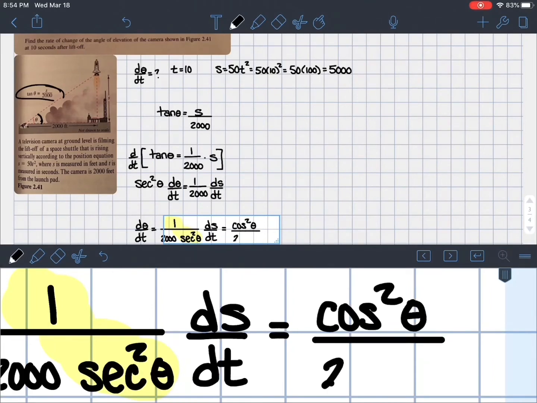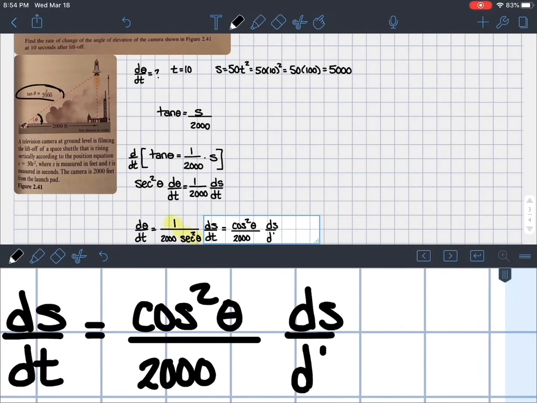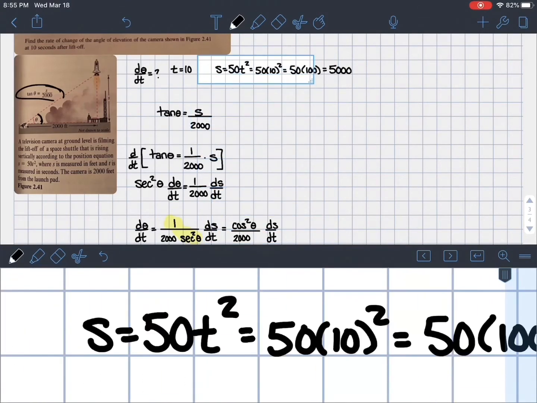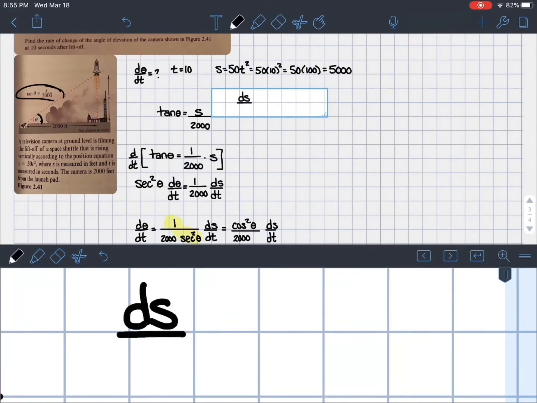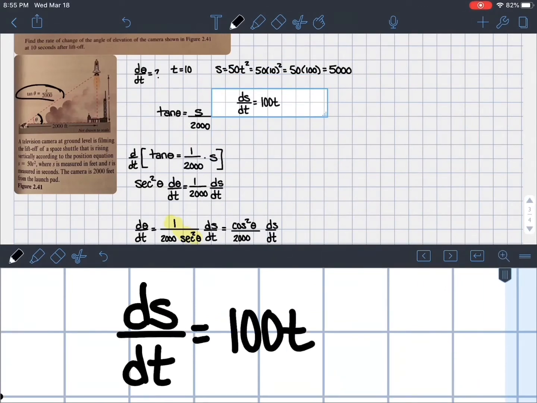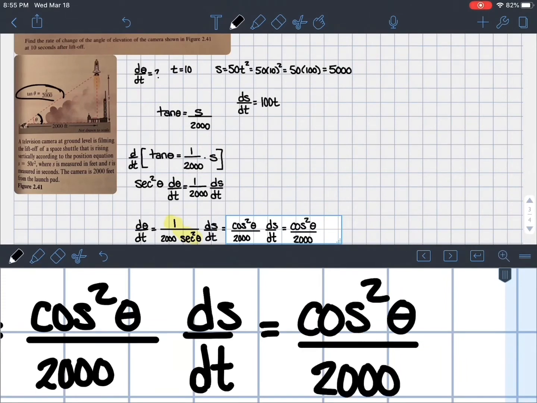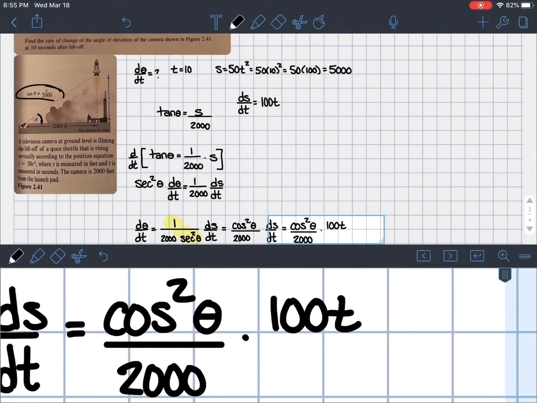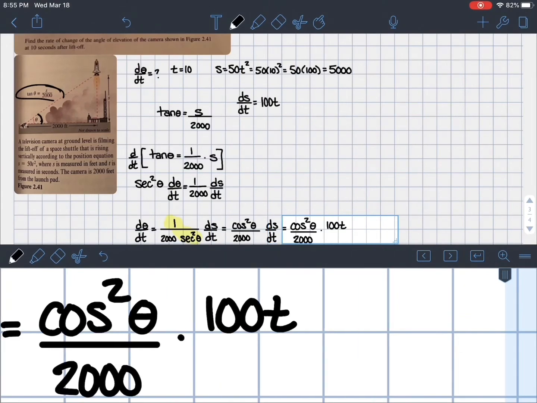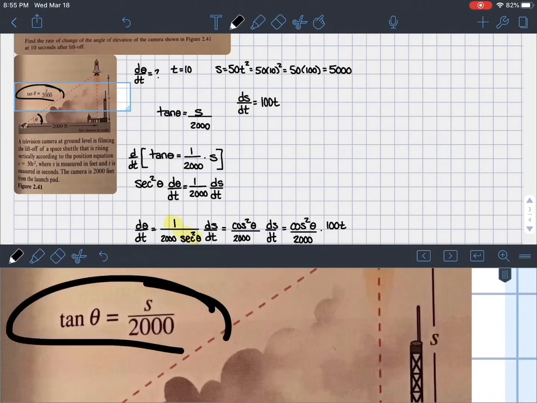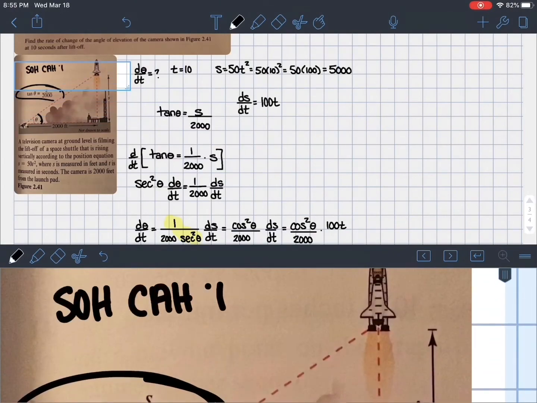Catch that, that was cosine squared. A lot of this problem and the challenge of it comes from being able to piece together that you are given so many things. For example, when you can't find ds/dt, well, you were given s and you know how to take derivatives, so you just take the derivative of s with respect to t. That's the 100t. You're also given t in the problem.